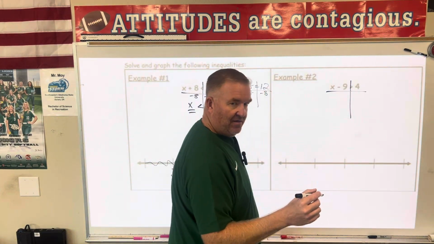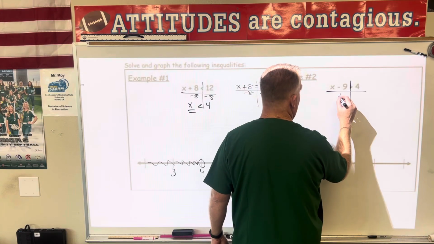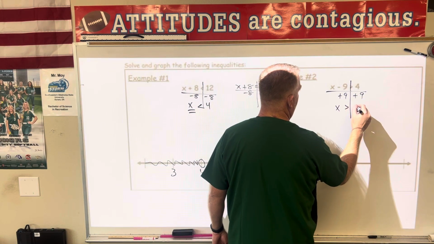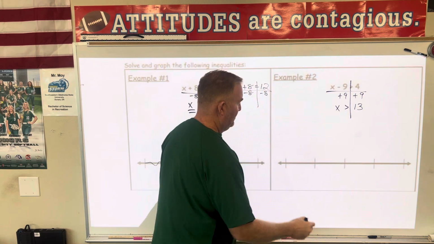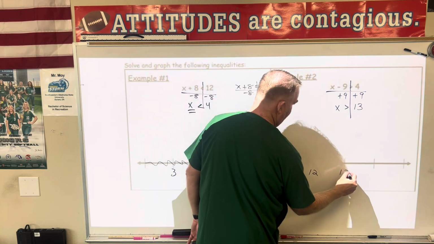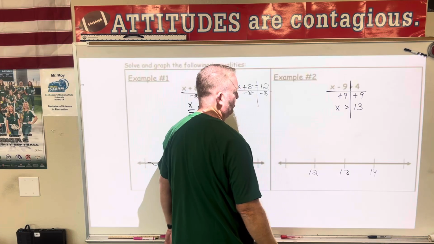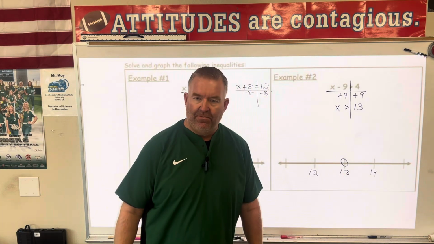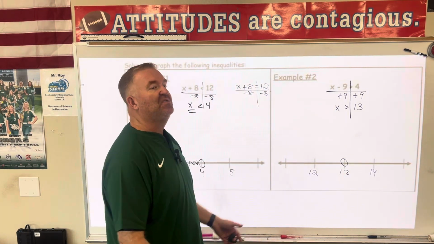What do you think, guys? We're going to add 9 to both sides. Plus 9, plus 9. So I've got x is greater than 13. So 12, 13, 14. Open circle or closed circle? Open circle because there's no equal sign on the bottom. There's no equal sign, so it's open circle.